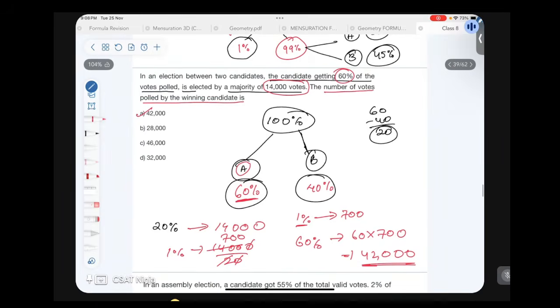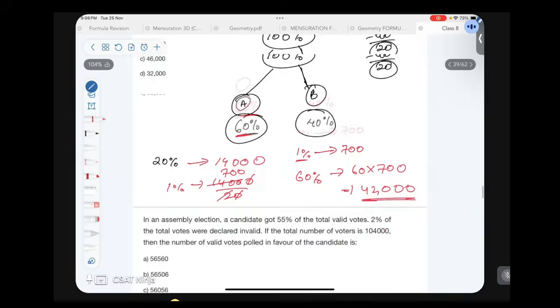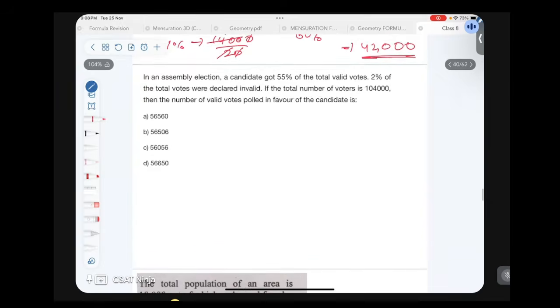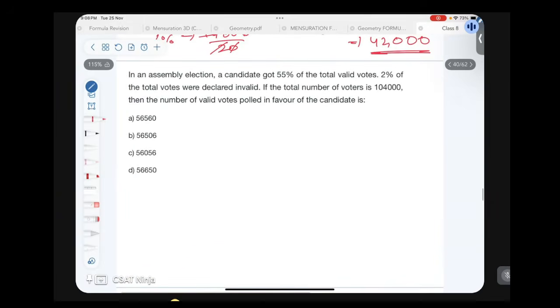Are we clear with this? It's a very easy one. Let's try one more question. I think we are coming to an end for percentage.